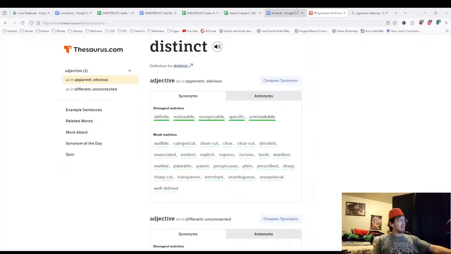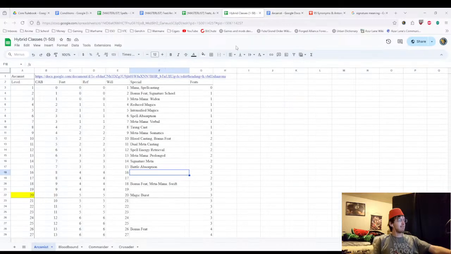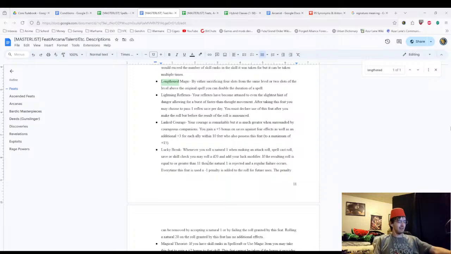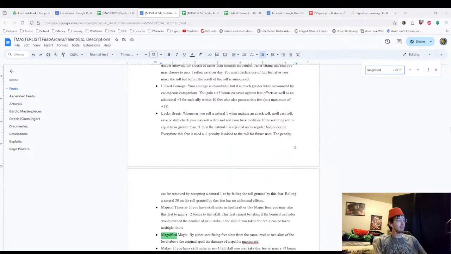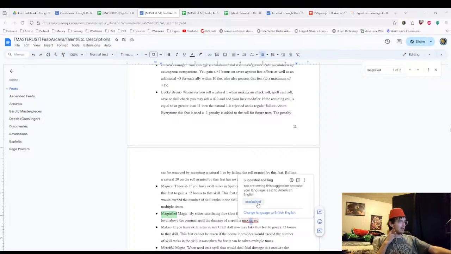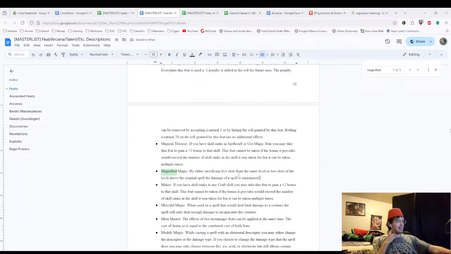Level 16. Let's see. Level 16 I think is where we give them the damage one. Where's the damage one? Magnified magic. Wait, magnified? Oh, maximized? Oh, it's a Z, not an S. Okay, whatever. Maximized. 5 slots from the same level or 2 slots of the level above.